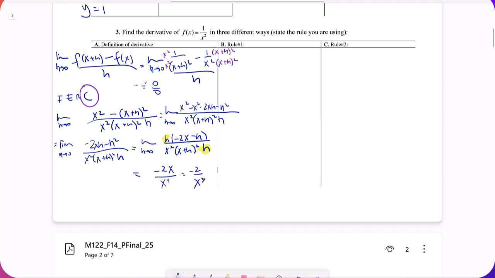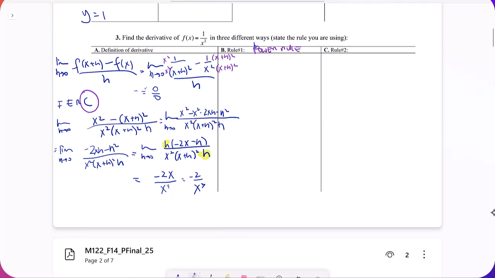Alrighty, rule number 1, we know should be the power rule. Okay, because f of x is x to the minus 2, f prime of x is minus 2x to the minus 3, minus 2 over x cubed, they match.